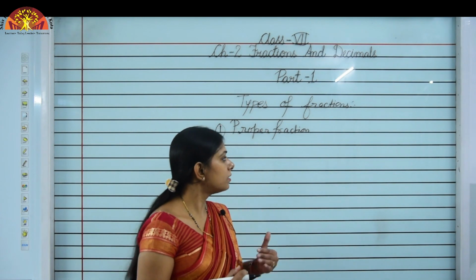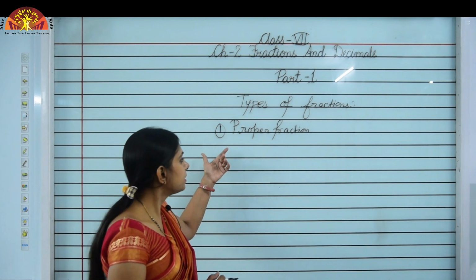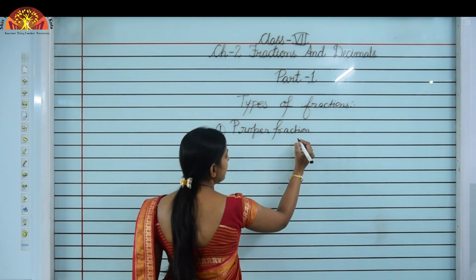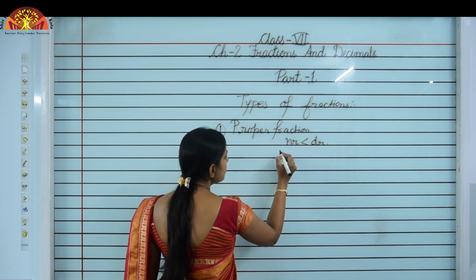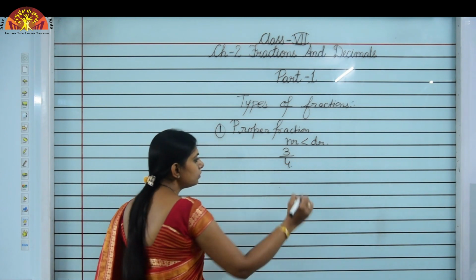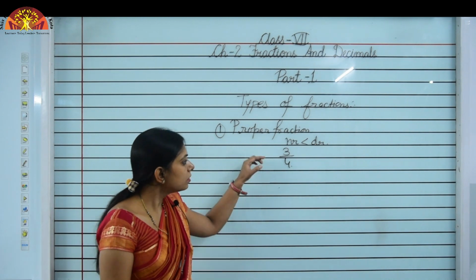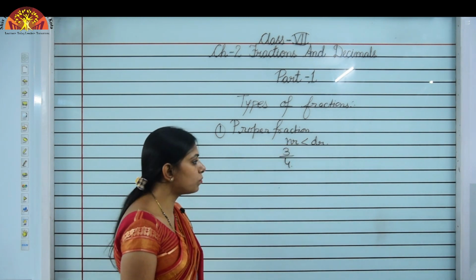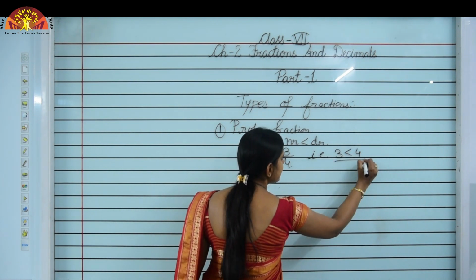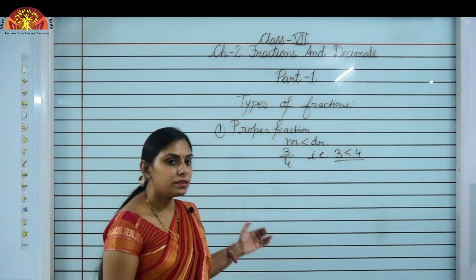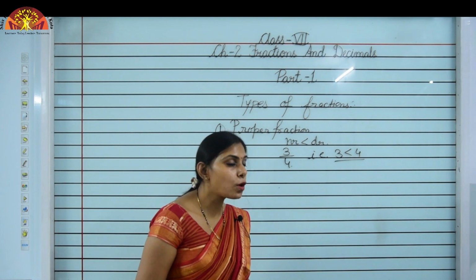Whenever the numerator is less than the denominator, it is known as the proper fraction. As an example, suppose I take the fraction 3 upon 4. This is a proper fraction because the numerator is less than the denominator, that is, 3 is less than 4. So whenever the numerator is less than the denominator, it is known as the proper fraction.